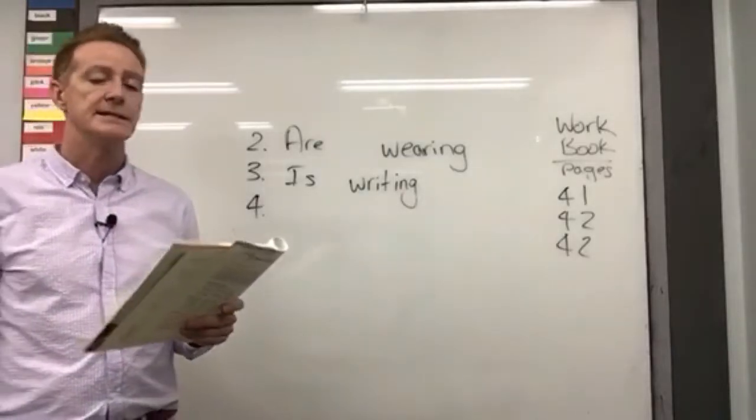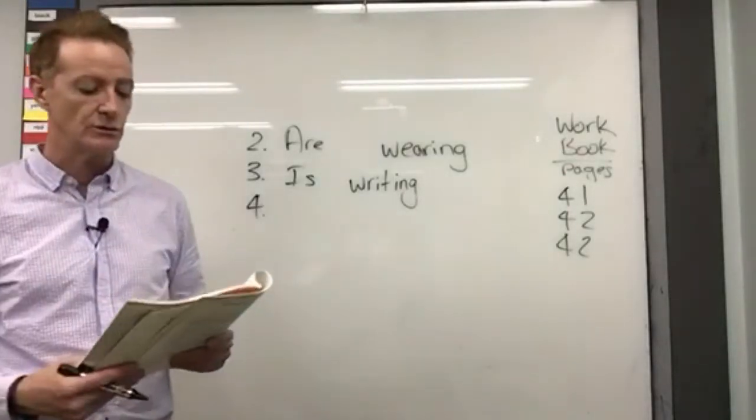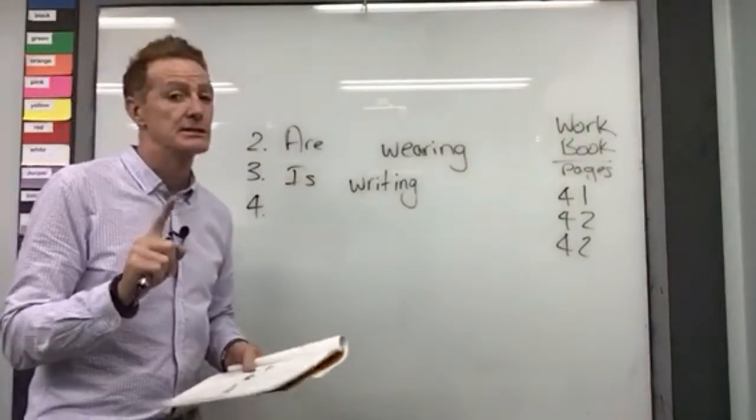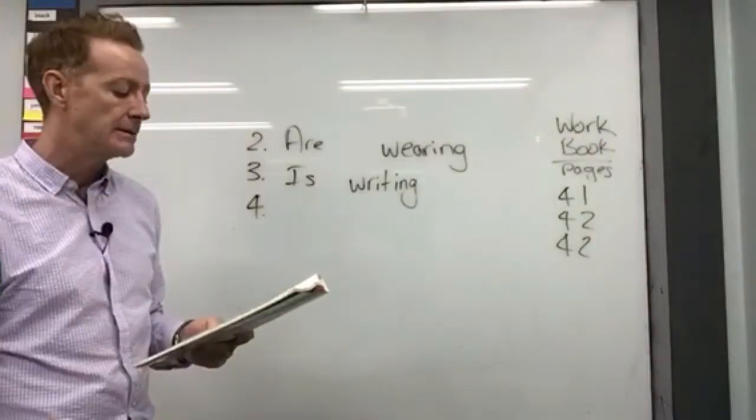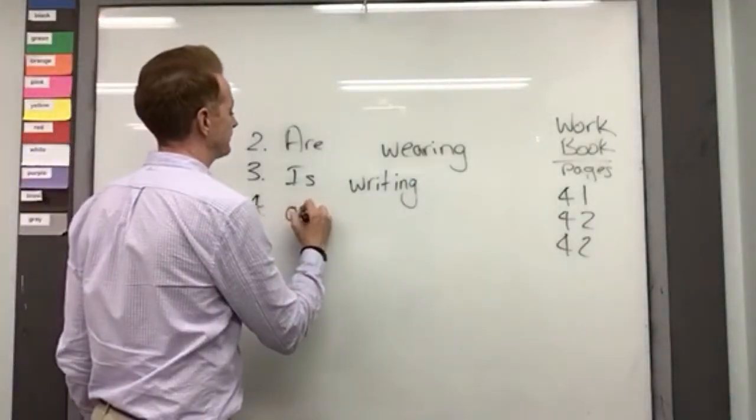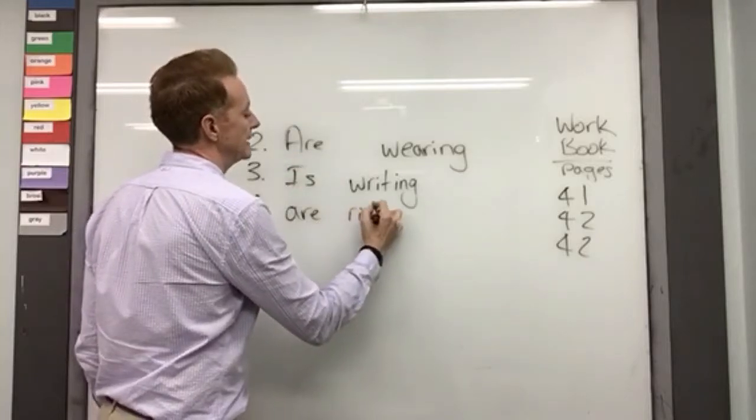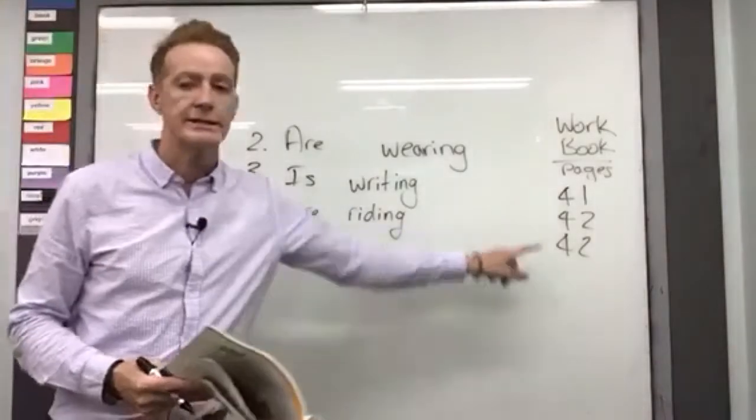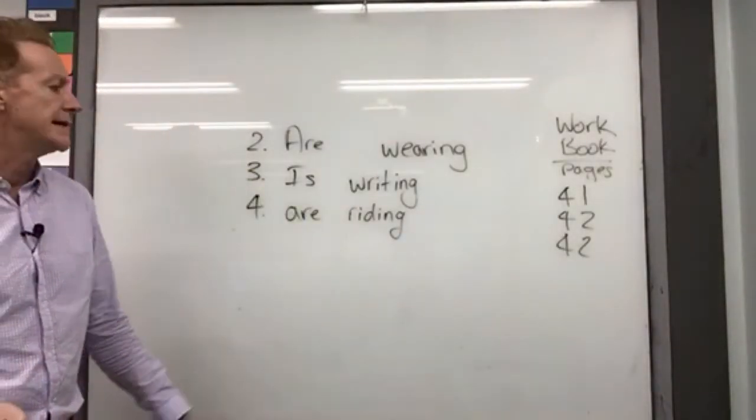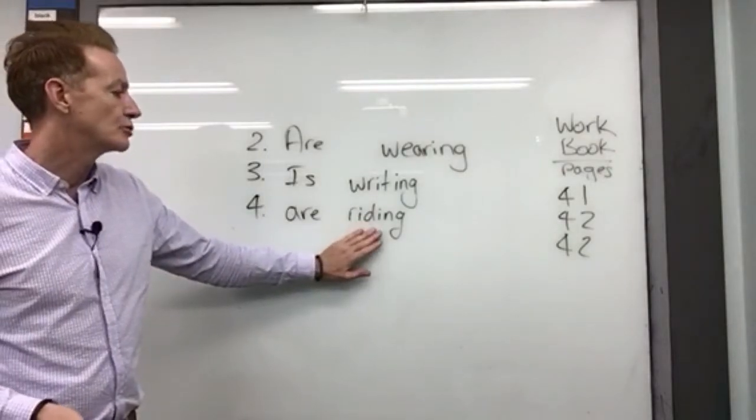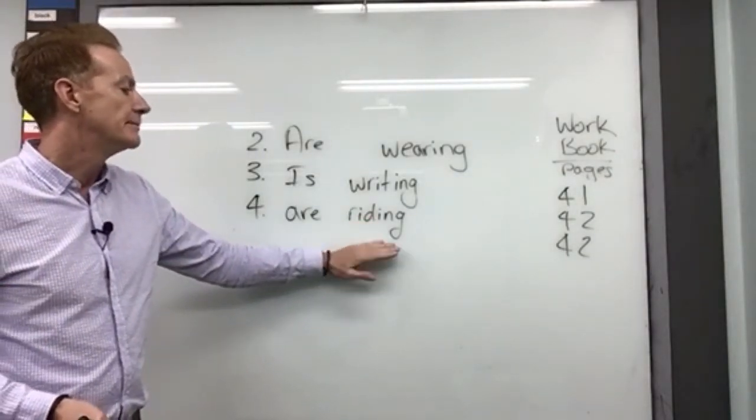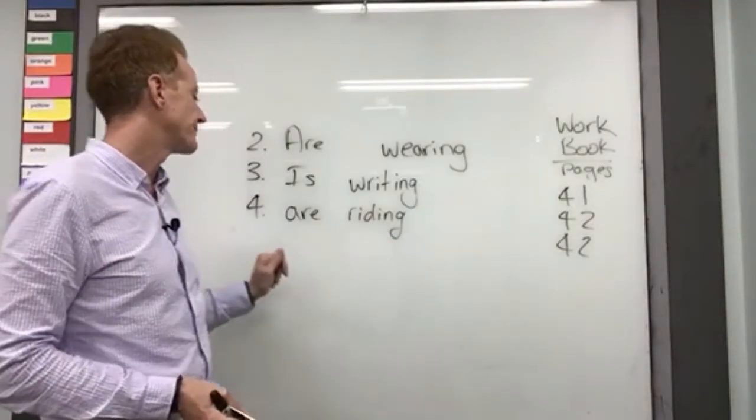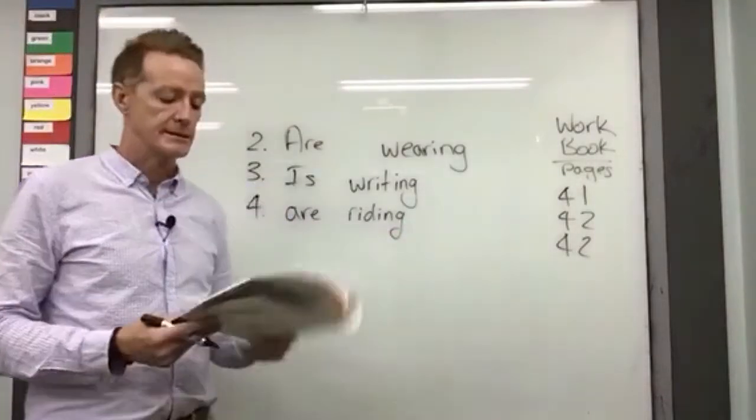Number 4, the verb is ride, to ride, like a bicycle or a horse. Now it is 2 people, Tom and Bill. So it's not is, because it's not one person. So Tom and Bill are riding horses. Again, ride has an E, but with the ing form, you have to drop the E. So riding, no E.